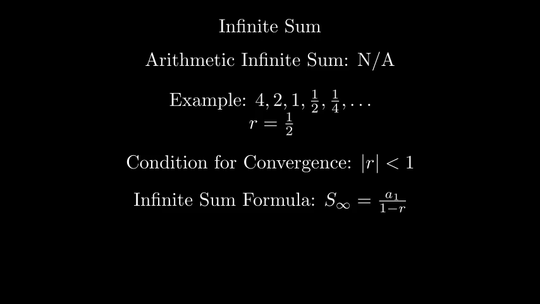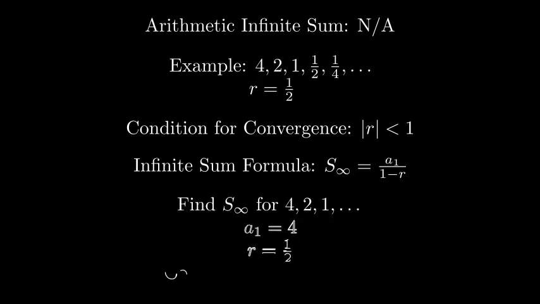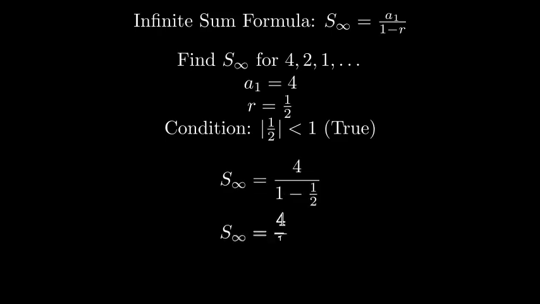The sum to infinity, s sub infinity, is equal to the first term, a sub 1, divided by the quantity 1 minus r. Let's calculate the infinite sum for our example, 4, 2, 1. The first term, a sub 1, is 4. The common ratio r is 1/2. The absolute value of 1/2 is less than 1, so it converges. Plugging into the formula, we get 4 divided by 1 minus 1/2. This is 4 divided by 1/2, which equals 8. So if you could add all the infinite terms of this sequence, you would get exactly 8.